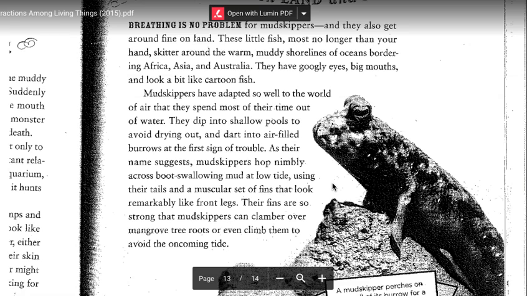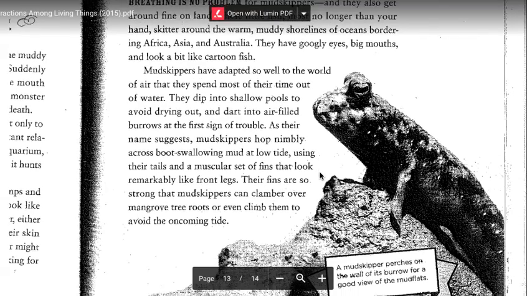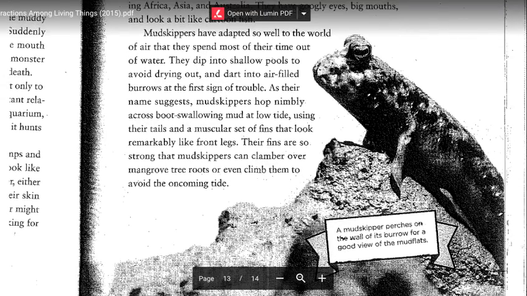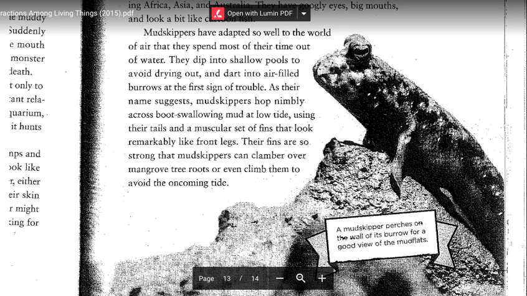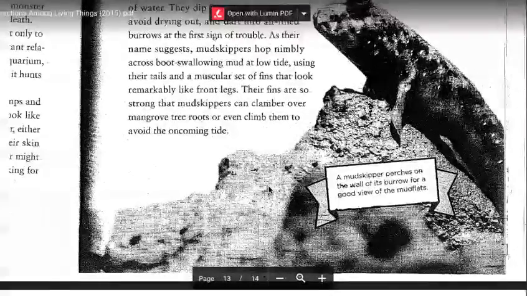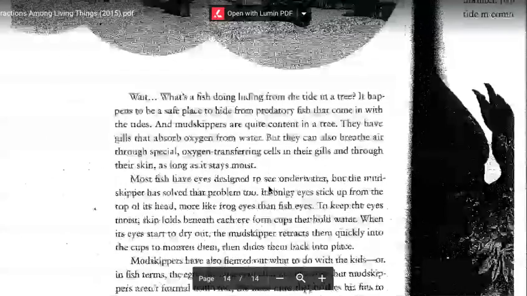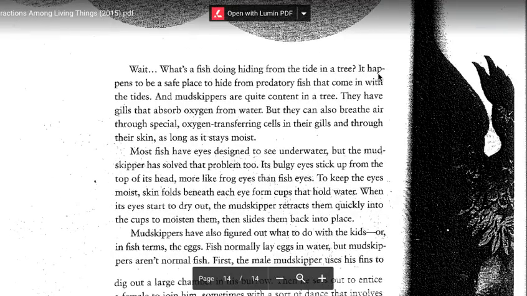Mudskippers have adapted so well to the world of air that they spend most of their time out of water. They dip into shallow pools to avoid drying out and dart into air-filled burrows at the first sign of trouble. As their name suggests, mudskippers hop nimbly across boot-swallowing mud at low tide, using their tails and a muscular set of fins that look remarkably like front legs. Their fins are so strong that mudskippers can clamber over mangrove tree roots or even climb them to avoid the oncoming tide. Wait, what's a fish doing hiding from the tide in a tree? It happens to be a safe place to hide from predatory fish that come in with the tides, and mudskippers are quite content in a tree.